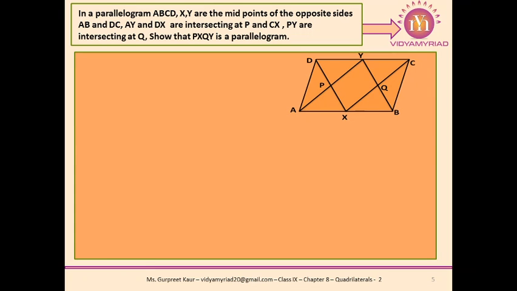Next question. Here you have ABCD, a parallelogram. X and Y are the midpoints of the opposite sides AB and DC. AY and DX are intersecting at P, and CX and PY are intersecting at Q. Show that PXQY is a parallelogram.